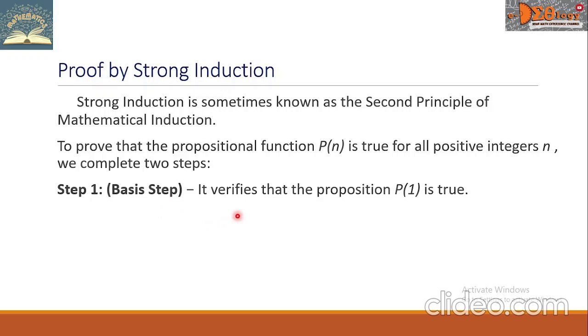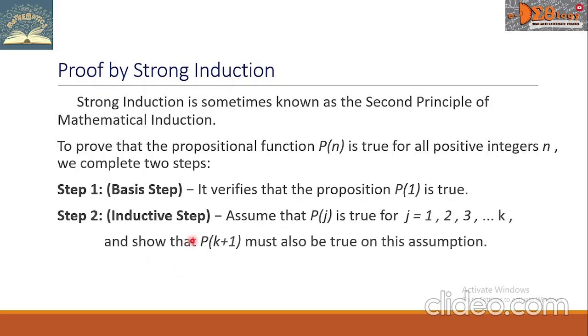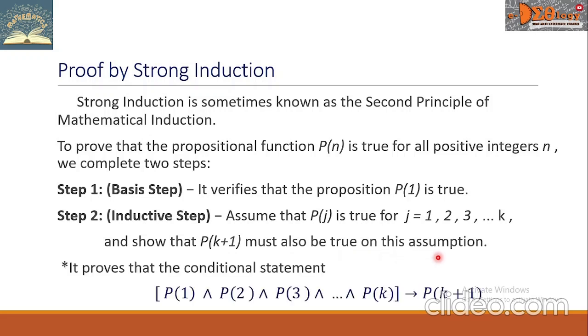Here, we verify that the proposition P(1) is true. Step 2 is the inductive step. We assume that P(j) is true for j equals 1, 2, 3 up to k. Then we show that P(k+1) must also be true on this assumption. It proves the conditional statement: P(1) and P(2) and P(3) and up to P(k) implies P(k+1).